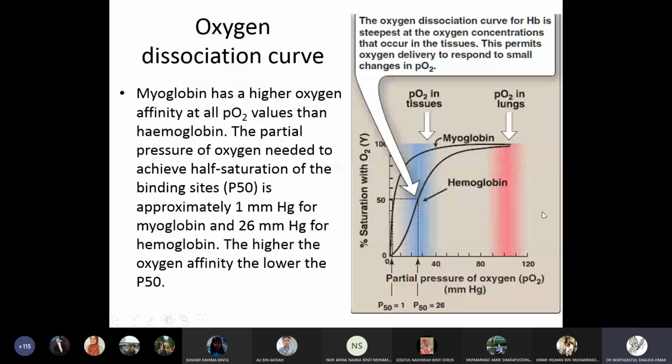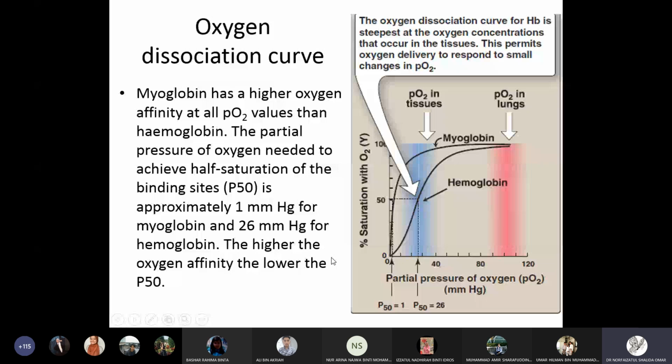Whereas for hemoglobin, when there's a high concentration of oxygen, it will bind, it has high affinity. But when it goes to the cells, a slight decrease in the oxygen concentration and it already releases the oxygen into the cells. So that is what it means by this dissociation curve.